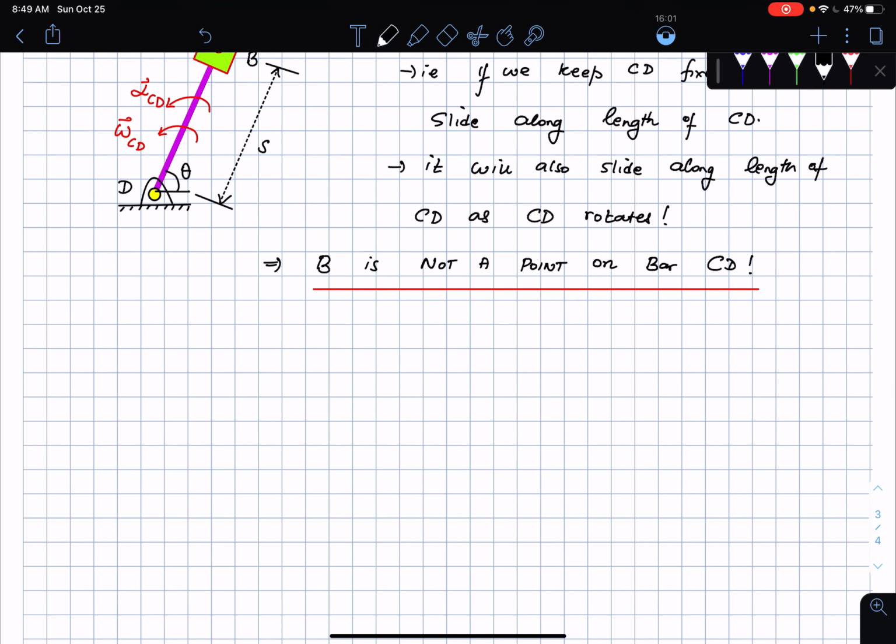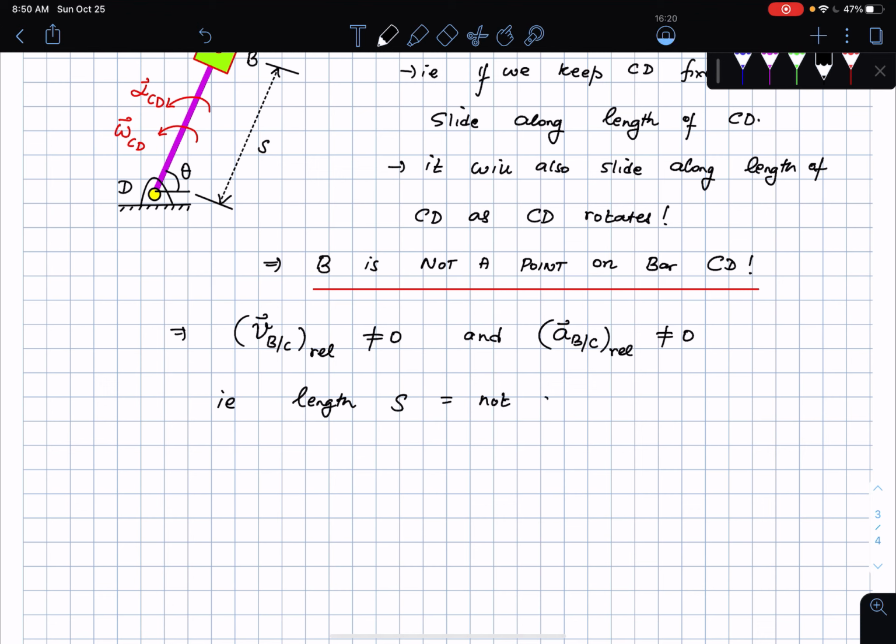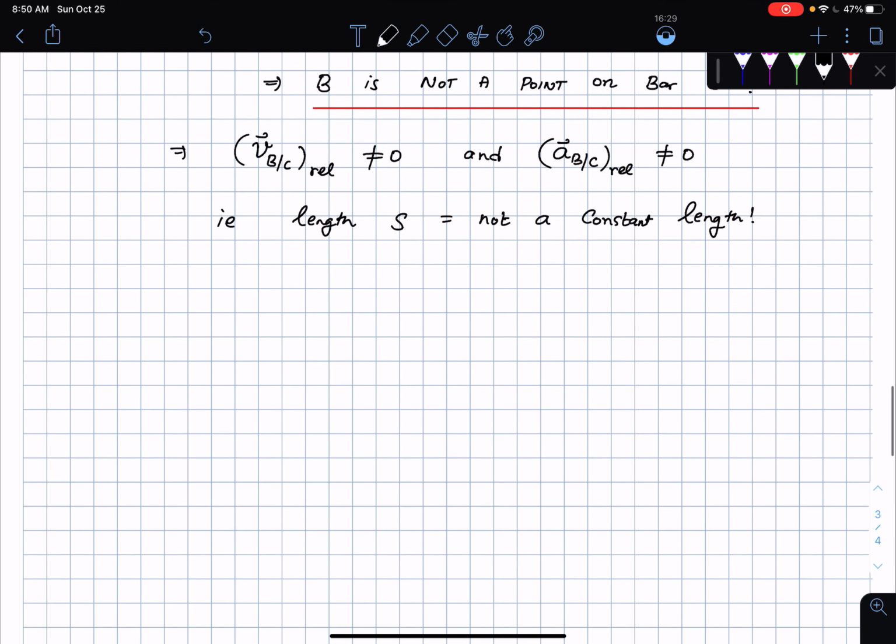Since B is not a point on the bar CD, you can also say that the velocity of B relative to C is not 0, and the acceleration of B relative to C is not 0. That is, the length S marked on the figure is not a constant length. So that's great news, or I don't know, it depends on how you look at it.